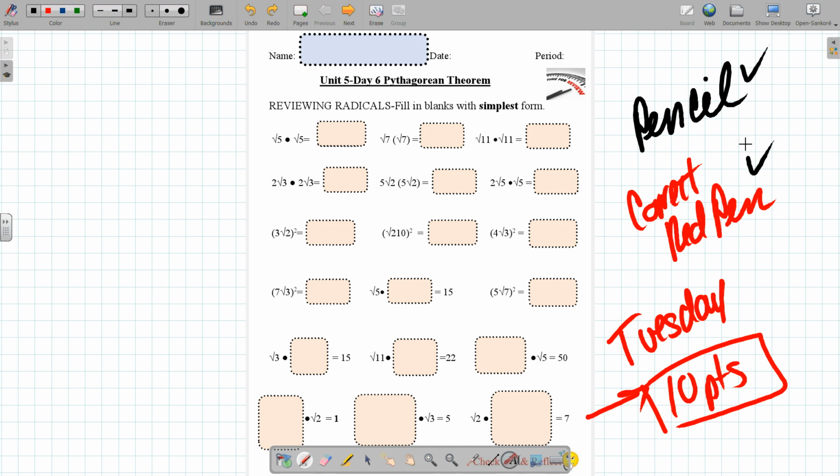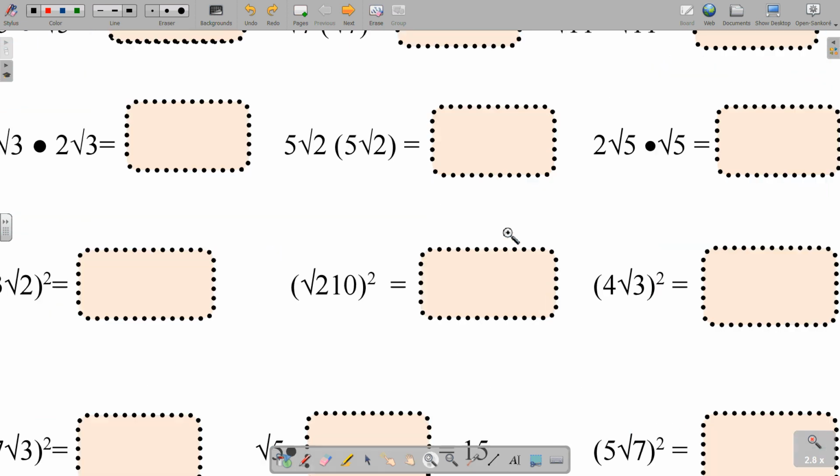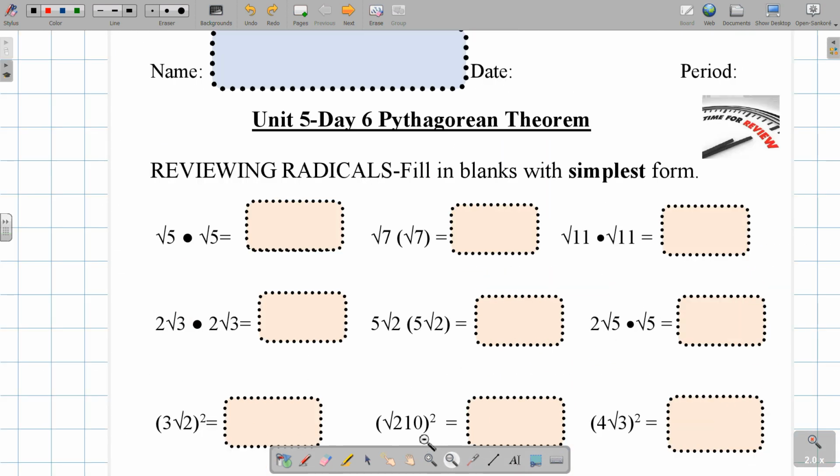This video is going to get you through a little bit of each page. I'll tell you when to work and when to pause. And then the answers are online when you're finished. Let's start with this page. One of the key things that you have to be able to do is to handle radicals when you're dealing with the Pythagorean theorem.